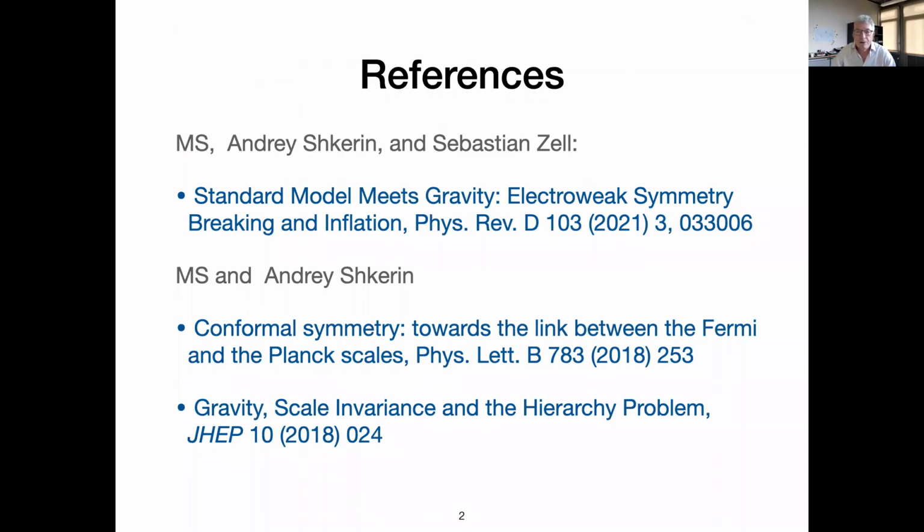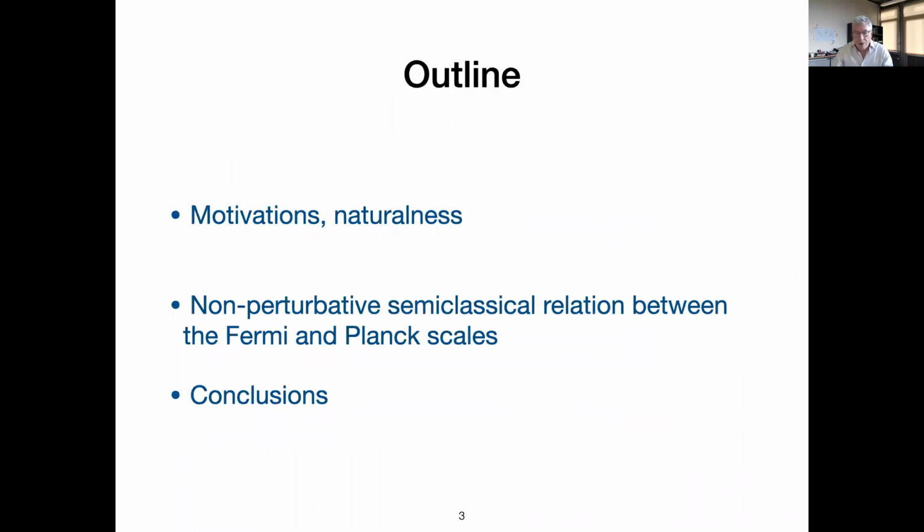So what I would like to talk about here is the possible connection between the Planck scale and the electroweak scale, and how all that can be related to conformal symmetry. What I'm going to tell you about today is covered in a few papers. This one, which is from this year, and a couple of our other papers which were written a couple of years ago. I'm going to start from motivations, from a discussion of naturalness, and then I will come to a discussion of a possible non-perturbative semi-classical relation between the Fermi and Planck scale. And finally, there will be a conclusion.